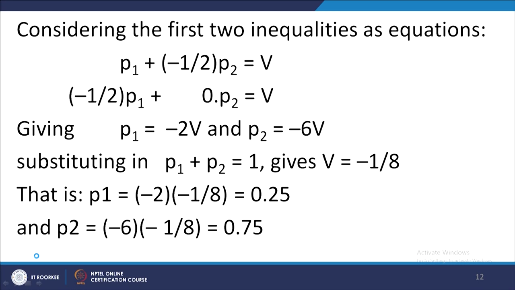And we have the third condition, that is P1 plus P2 is equal to 1. So therefore, we will substitute these values of P1 and P2 into this equation, which will give us V is equal to minus 1 by 8. Therefore, P1 is equal to 0.25 and P2 is equal to 0.75. So, this is the way we have solved for the player A, we have got the values of P1 and P2.